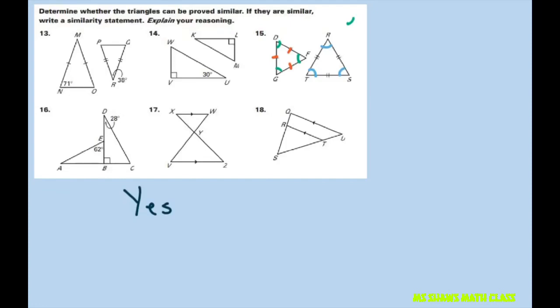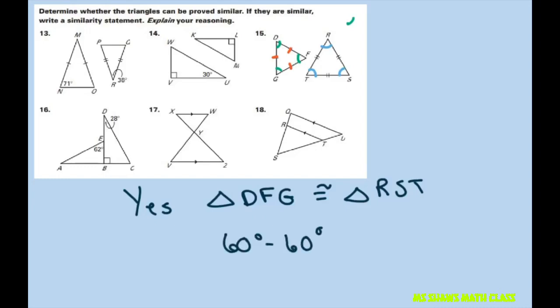And you can write triangle TFG is similar to triangle RST. And they are both 60, 60, 60 degrees. Since they're all the same, they have to be 60, because if you add them all up, that equals 180 degrees. And that's explaining your reasoning.